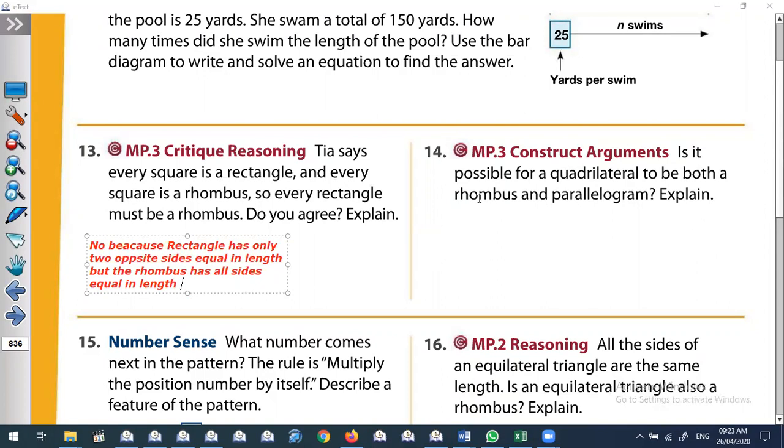Number 14, is it possible for a quadrilateral to be both a rhombus and a parallelogram? Yes, because the rhombus is already a parallelogram.